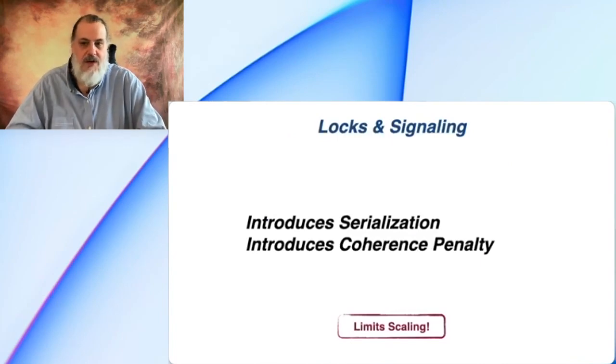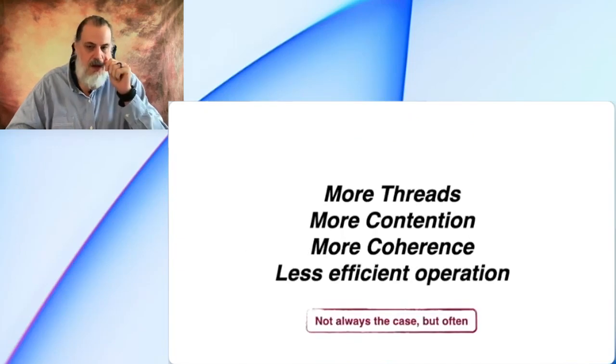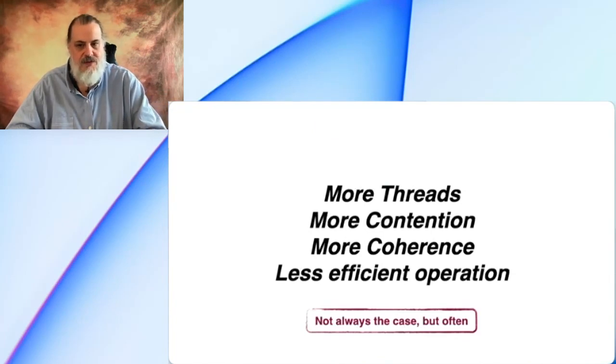So one thing to realize is that by adding locks and having signaling, you are in effect limiting your scaling to some degree. But it goes even further than that. More threads, more contention, more coherence, less efficient operation. This isn't always the case, but it often is.